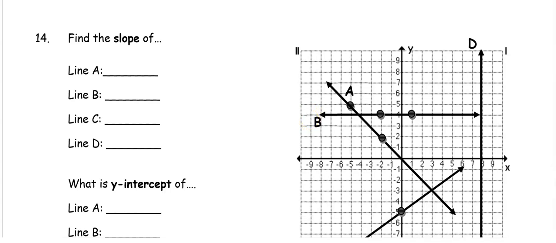In 14, we want to find the slope of the following. So we want to find the slope of line A, B, C, and D. So line A, when I look at my 2 points, I went down from A 1, 2, 3, and I went over 1, 2, 3. So my slope is negative 3 over 3, which is equal to negative 1. Remember to always reduce your fraction. B is a horizontal line, so that's going to be a slope of 0.